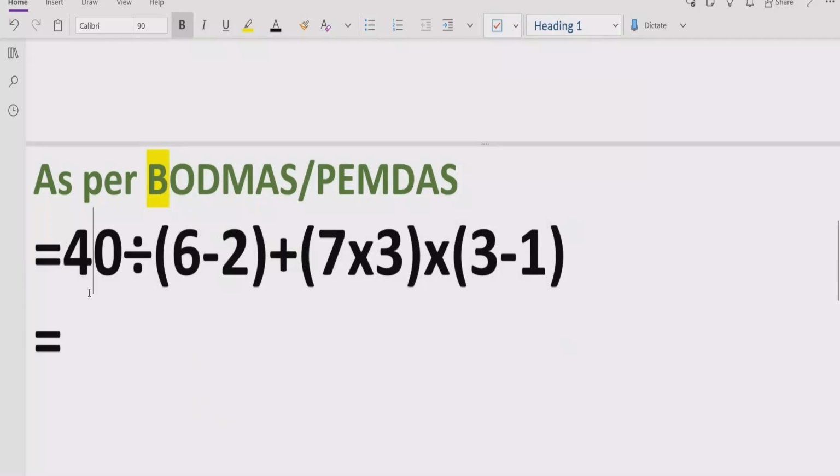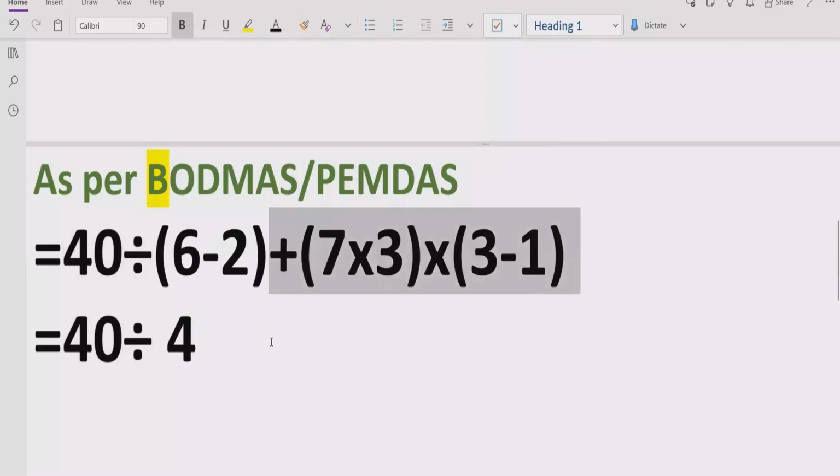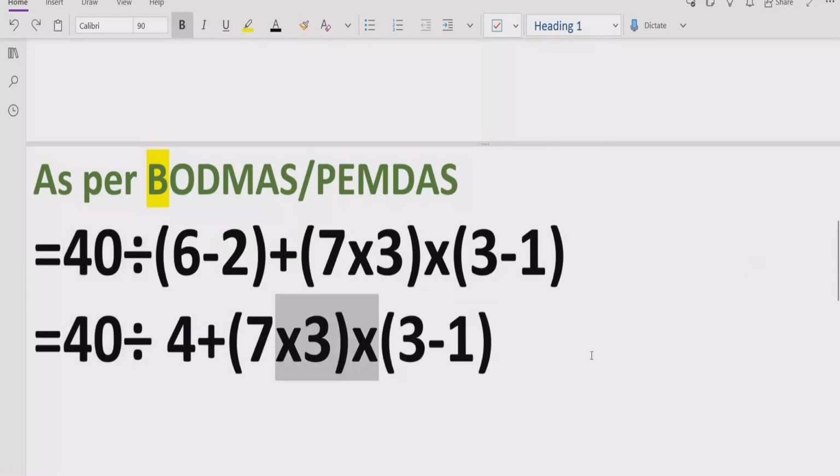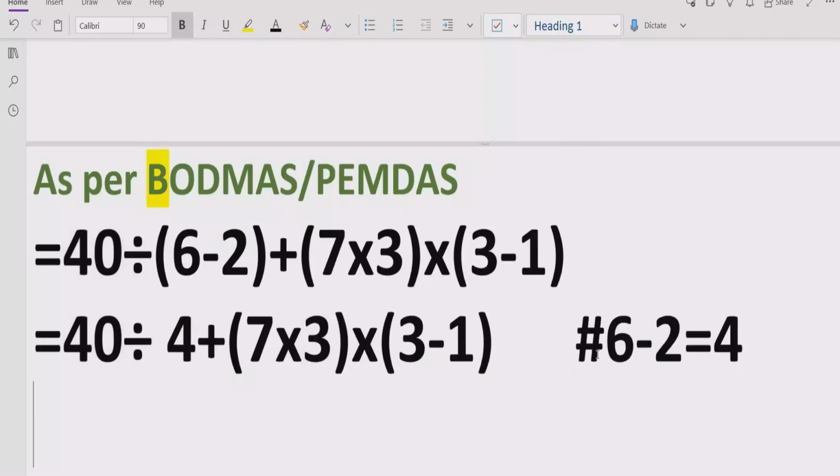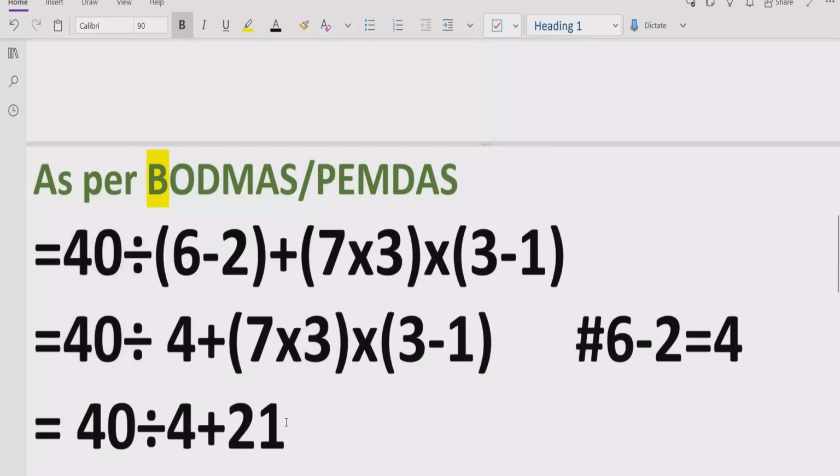So here we have 40 divided by, we will write as it is, and 6 minus 2 equals 4, we will write after solving this bracket. And here we will give the reference, like 6 minus 2 equals 4. Now move forward to solve the other bracket. So 40 divided by 4 plus, we will write as it is. And now 7 multiplied by 3, which equals 21.